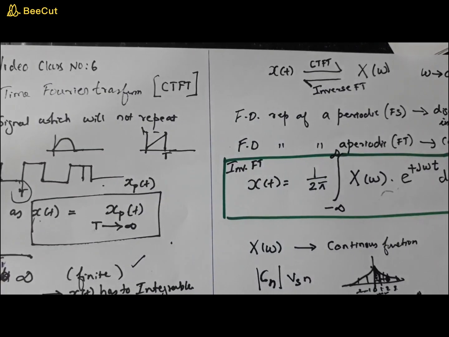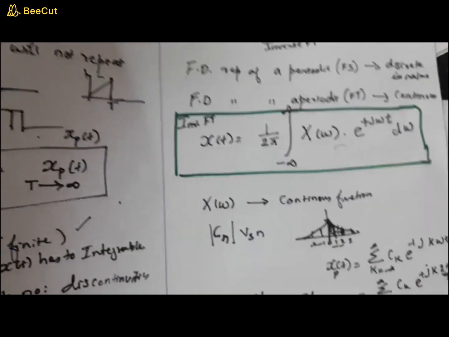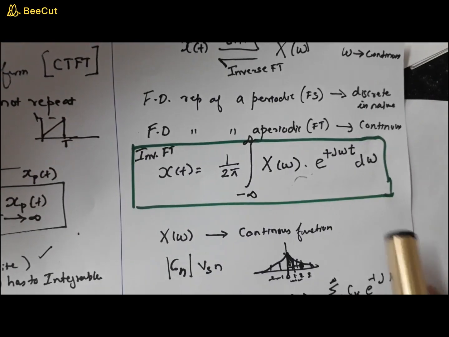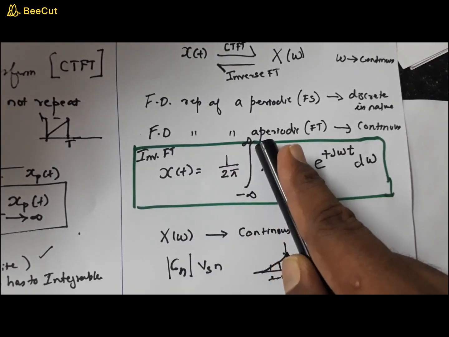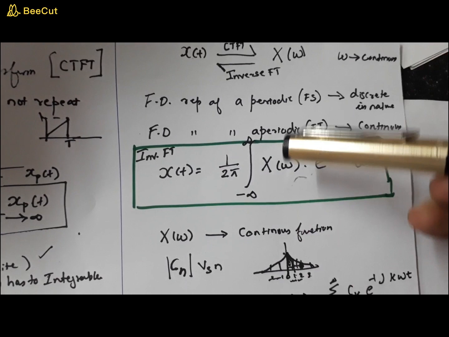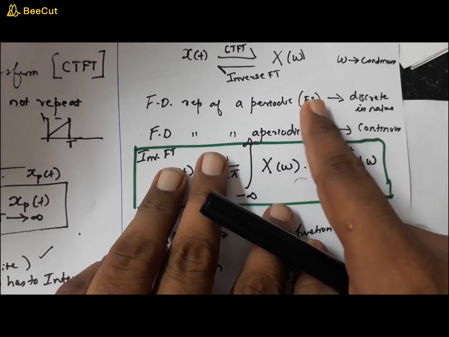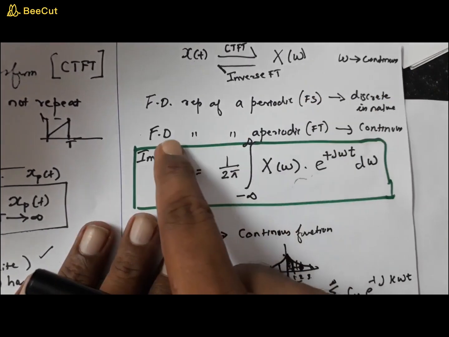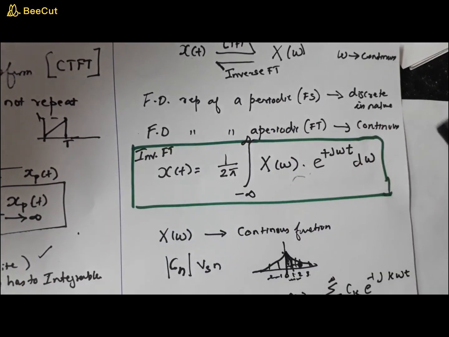Now something about your X of omega again. This X of omega is the frequency domain representation of an aperiodic signal. Generally we dedicate this for representing the frequency domain representation of an aperiodic signal. Now let's compare the frequency domain representation of a periodic signal and an aperiodic signal. A periodic signal we represent by Fourier series, which we have found to be discrete, while the frequency domain representation of an aperiodic signal is continuous in nature. That's a major difference that you need to note and remember.